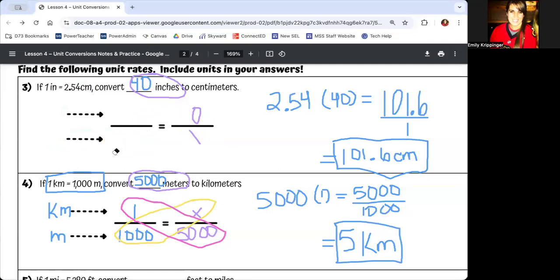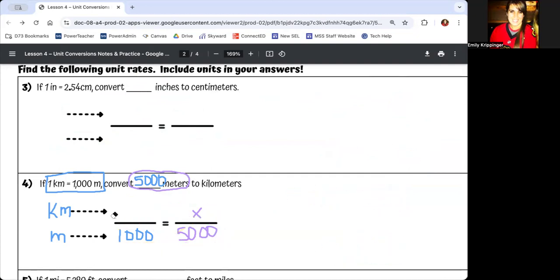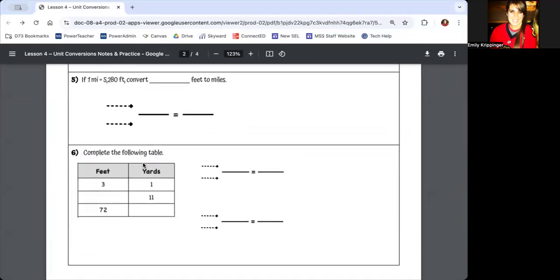All right, moving on to number 5. After I erase these. All right, number 5. If 1 mile is equal to 5,280 feet, convert 10,560 feet to miles. So first, I'm identifying that initial ratio. We're comparing miles for one unit to feet for our other unit. 1 mile compared to 5,280 feet.